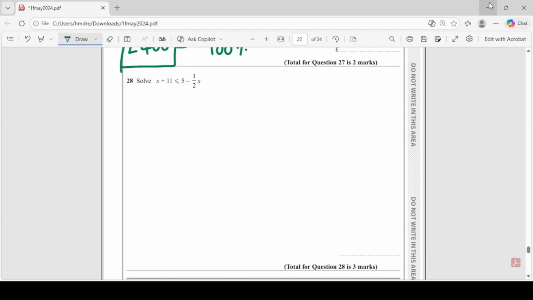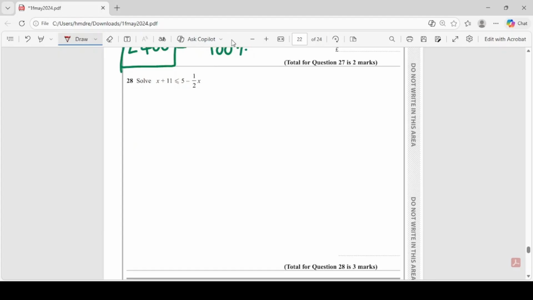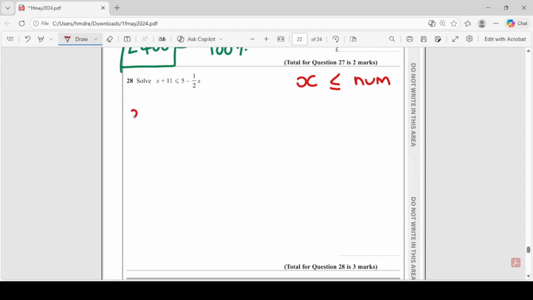Question 28 is an inequality question. So solve for this. Let's have a look at it. So with an inequality question, it looks intimidating because obviously we got the inequality sign, but it's exactly the same as usual. We want to try and get x by itself and then the numbers by itself. That's what we're aiming for. So what I'm going to do first of all is I'm going to take the x's to one side and the numbers to the other side. So in this case, I'm going to keep it at x.